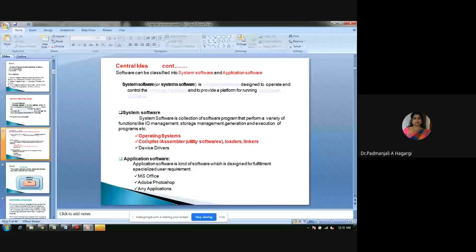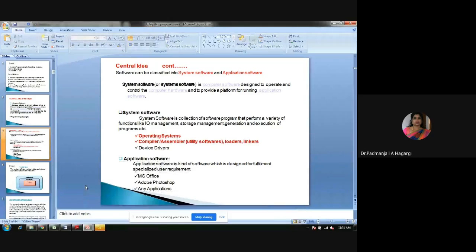The next part is about application software, of which I have given you many examples, like MS Office, Adobe Photoshop, and many other applications like Paint, Word, and editors. These are called application software.